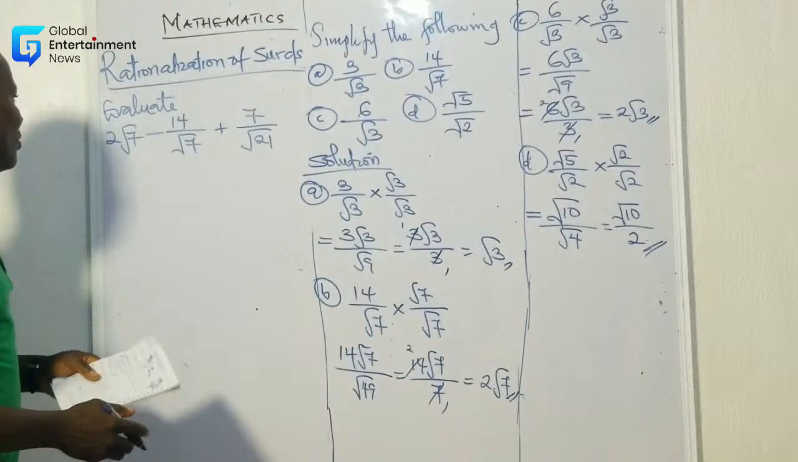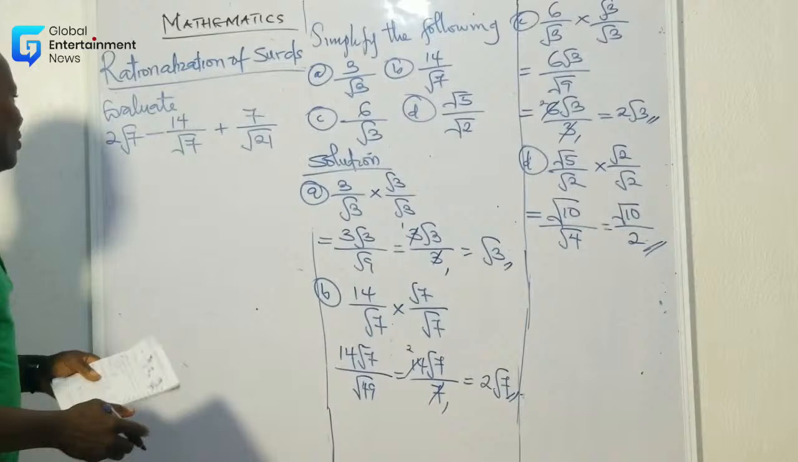Multiply all through by the LCM 21. And then we now have 21 times 2 root 7 minus 21 times 14 root 7 over 7 plus 21 times 7 root 21 over 21. So 21 times 2 gives me 42.